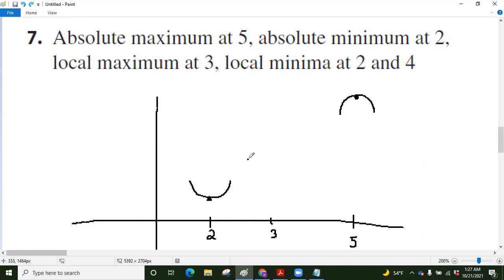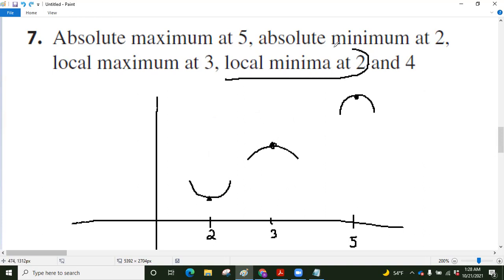So it definitely has to be up here, right? An absolute maximum, and it definitely has to be this shape. It can't be this shape. This would be a minimum condition. This would be a maximum condition. So we would want to have the maximum condition. So we would say local maximum at 3, right?